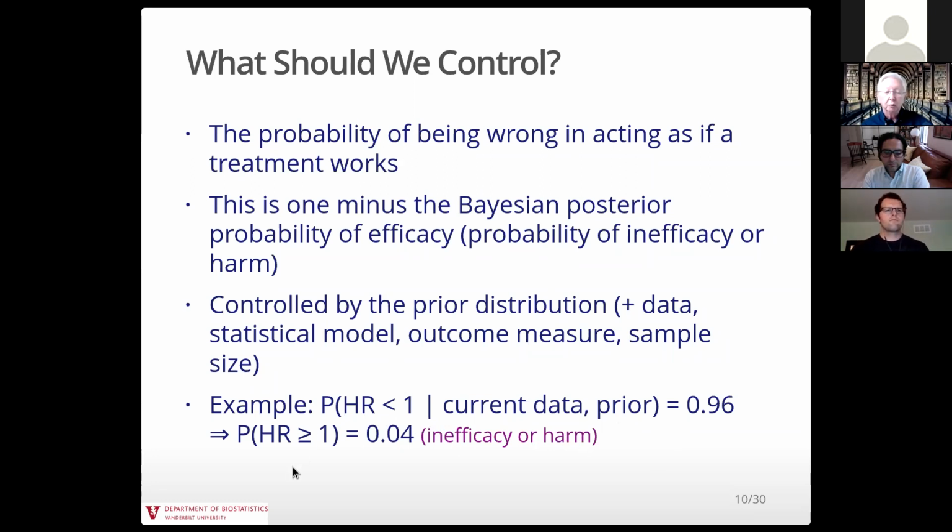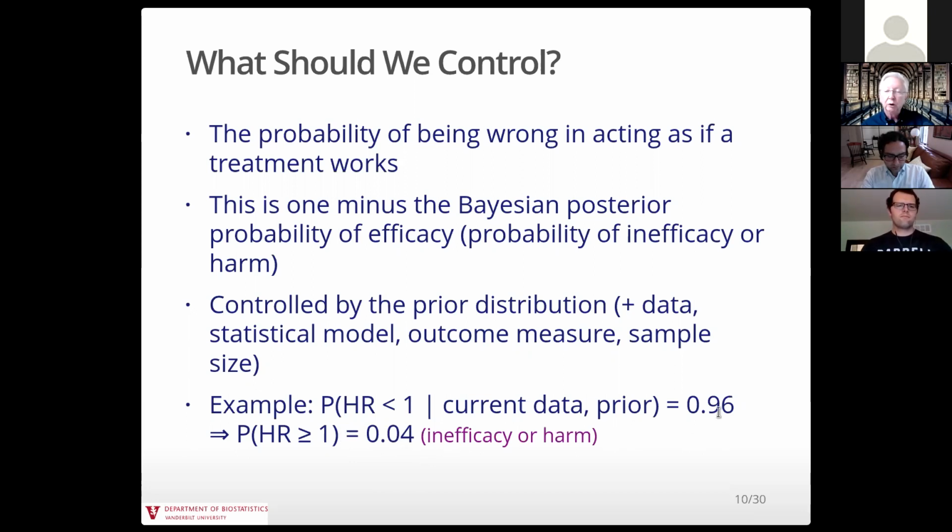That means the probability of inefficacy or harm, which is just the complementary event, the probability that the hazard ratio is greater than or equal to 1, is going to be 1 minus this, which is 0.04. So that probability is the central probability you care about. That's the one you're going to carry along with you whenever you decide to act as if a treatment works by recommending the adoption of the treatment.